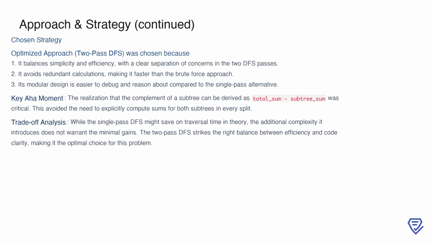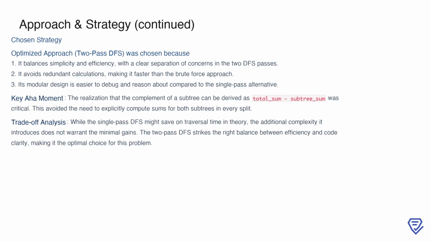The optimized two-pass DFS approach was ultimately chosen for this problem because it strikes the right balance between efficiency and simplicity. By clearly separating the two concerns, first calculating the total sum and then evaluating potential products, this method avoids redundant calculations while maintaining a modular structure that is easier to debug and reason about.